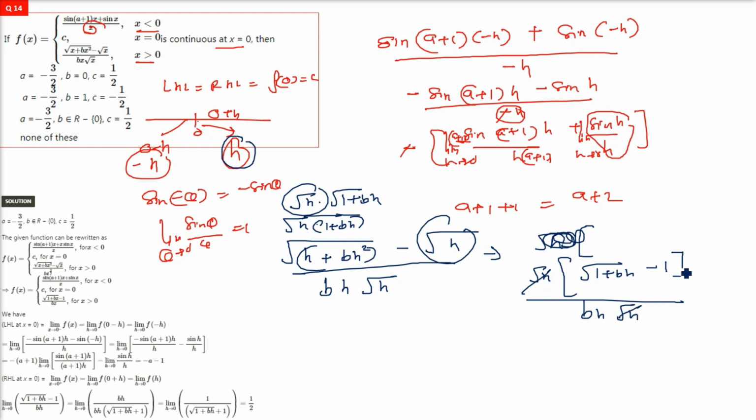Now this we have to rationalize. So a minus b is there, so a plus b you have to multiply. So in this case, you have to multiply it by under root 1 plus bh plus 1.